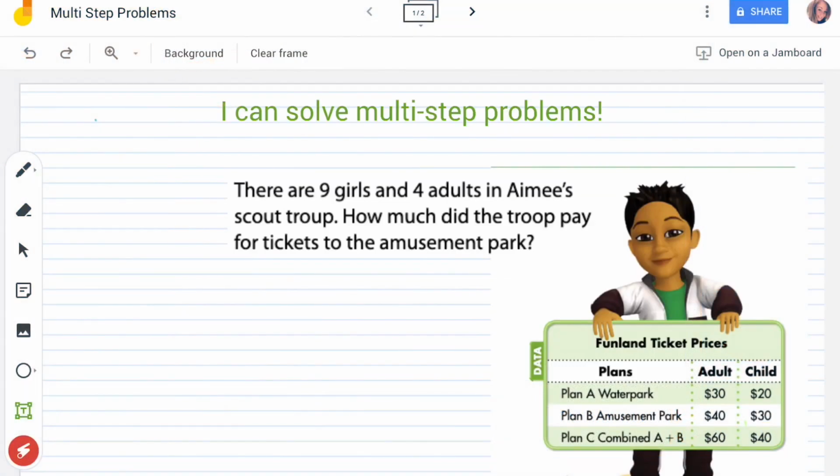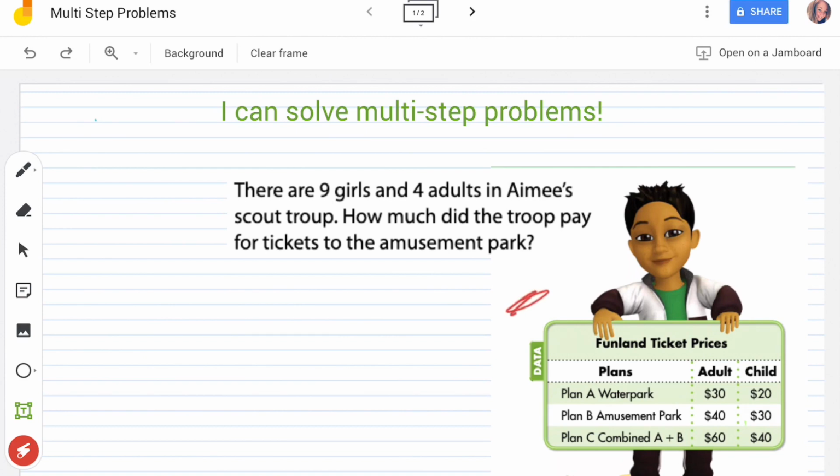Let's take a look at our first problem. There are 9 girls and 4 adults in Amy's scout troop. How much did the troop pay for tickets to the amusement park? I know that this problem doesn't give me enough information to help solve that, but do you see something on the page that will help us?